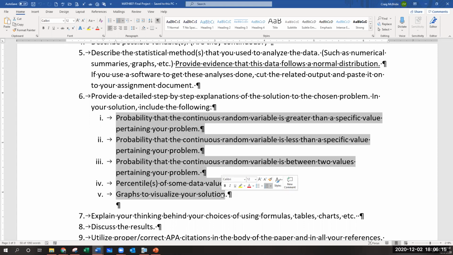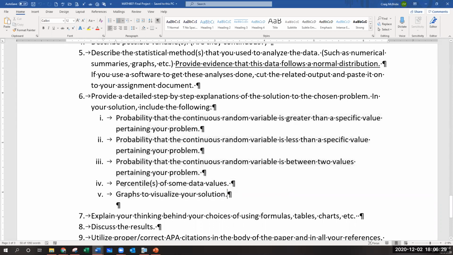Given a continuous random variable, and you want to find the probability that it's greater than a specific value, how do you do that? If you want to find the probability that it's less than a specific value, how do you do that? If it's in between, how do you do that? And then how do you find percentiles? And then can you provide some graphs to visualize your solutions? Now that's a hard part for a lot of people. You're going to have to find something online that will graph things for you.